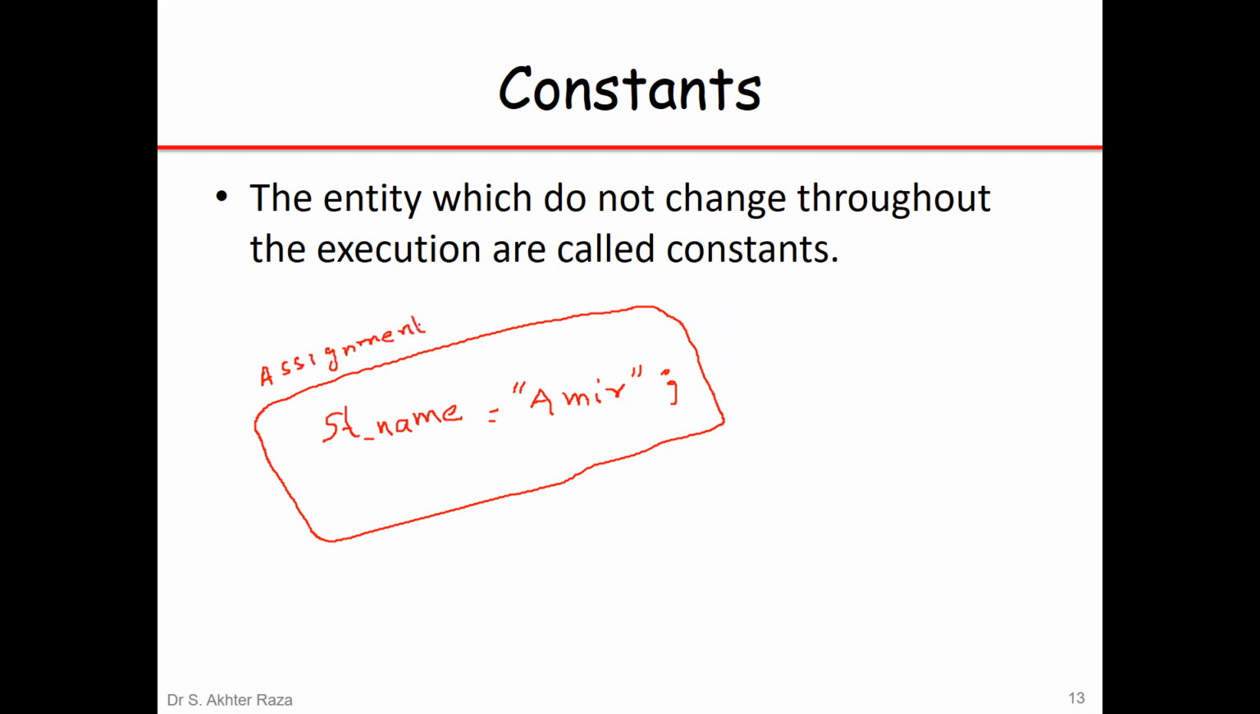This is called an assignment statement. What is the meaning of an assignment statement? The constant Amir will be stored in a variable st name. So in memory, a variable st name should be there, and it can store some data, and that data which I put into this variable is Amir. So Amir is a constant and st name is a variable.